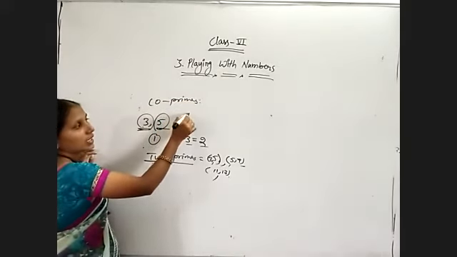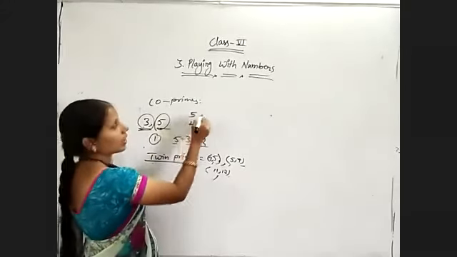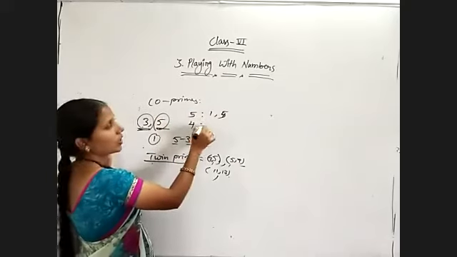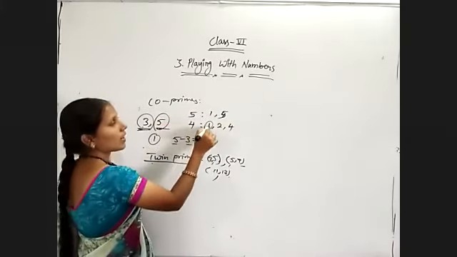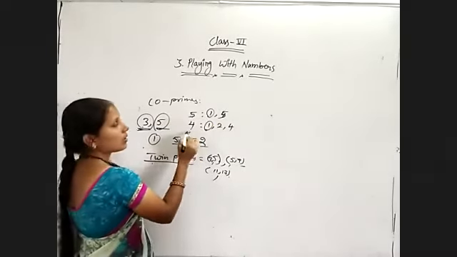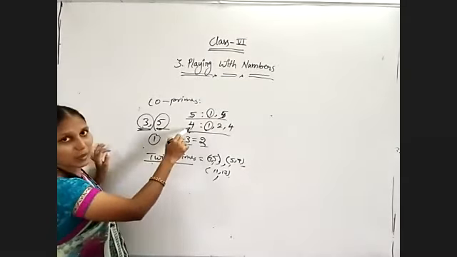let us take 5 and 4. 5 is having the factors 1 and 5, that's all, because it is a prime number. 4 is having the factors 1, 2, 4. Now only 1 is the common factor for 5 and 4. Yes. So these are co-primes, but observe 4 is not a prime number.